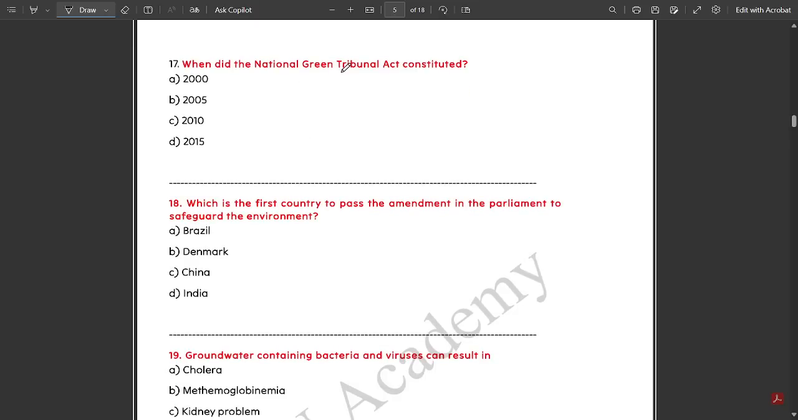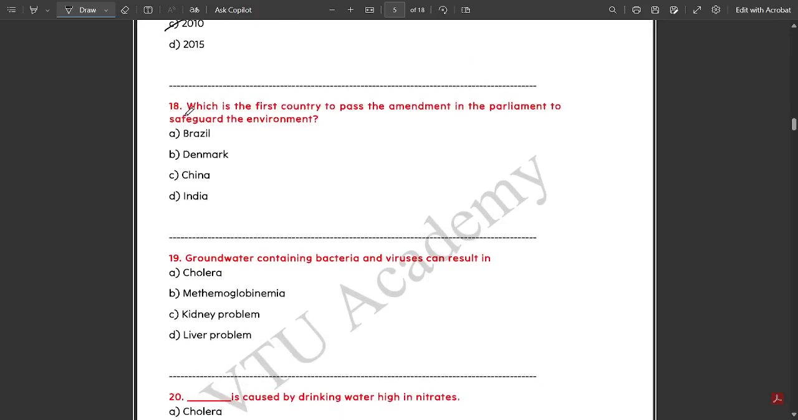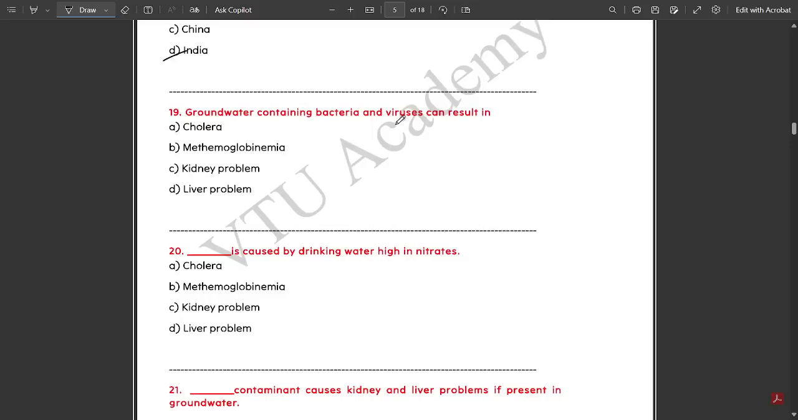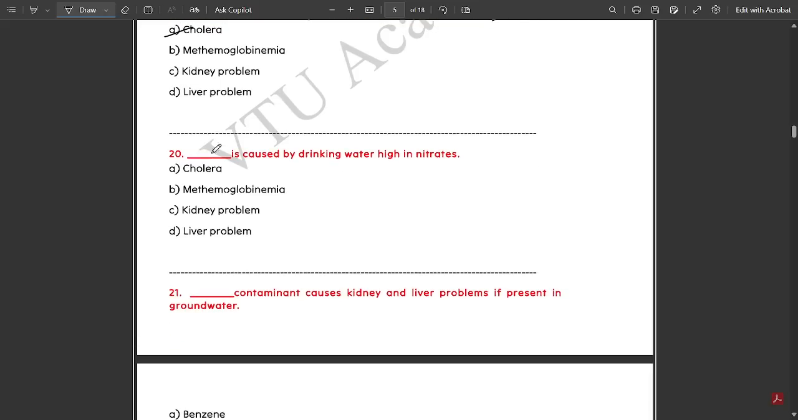Next question: when was the National Green Tribunal Act constituted? It was constituted in the year 2010. Which is the first country to pass an amendment in the parliament to safeguard the environment? The first country to do this amendment is India. Groundwater containing bacteria and viruses can result in dash. It can result in cholera. Dash is caused by drinking water with high nitrates. That is methemoglobinemia, caused by drinking water with high nitrates.